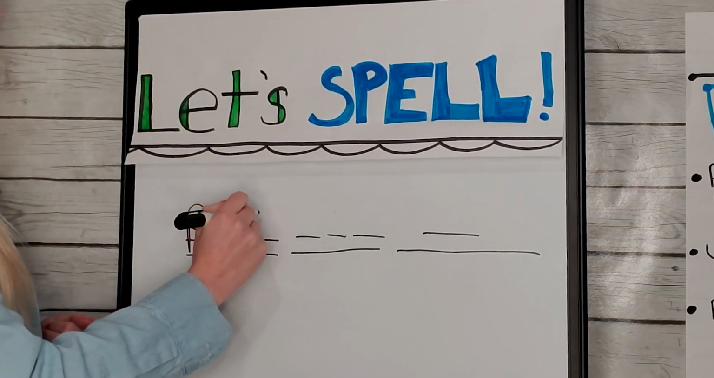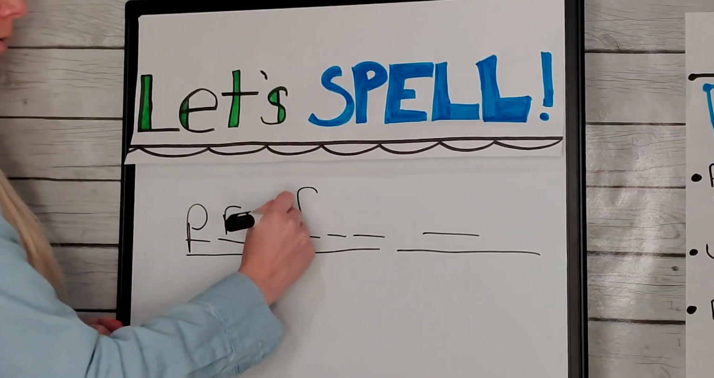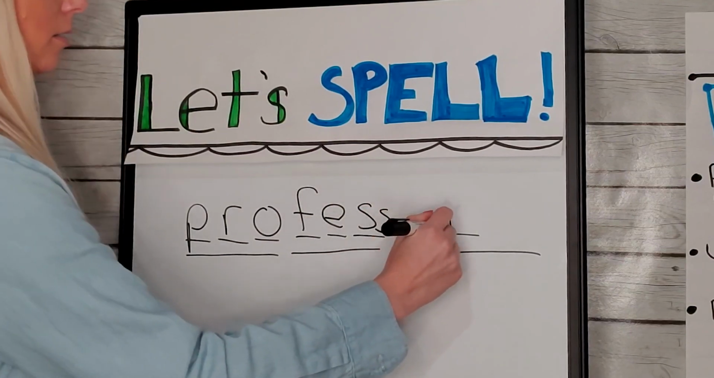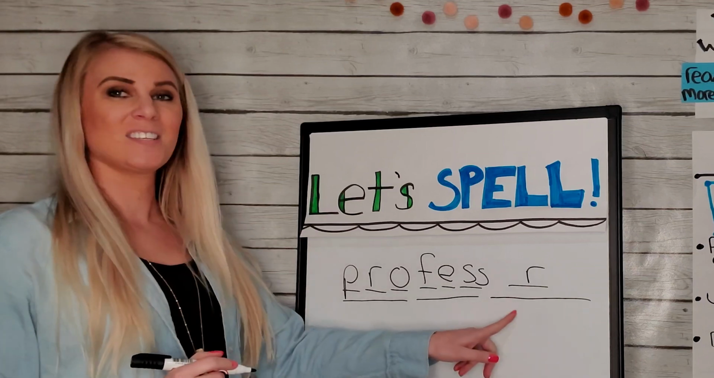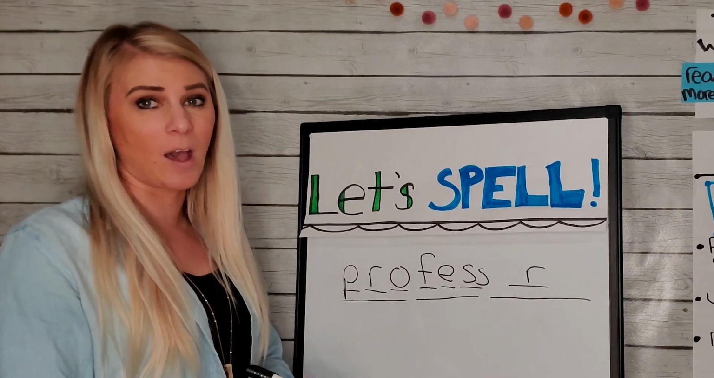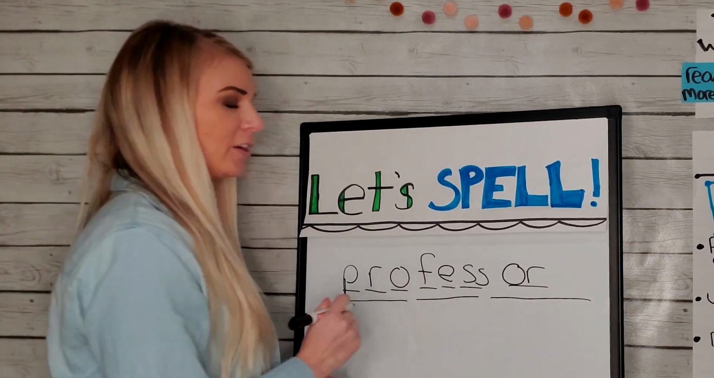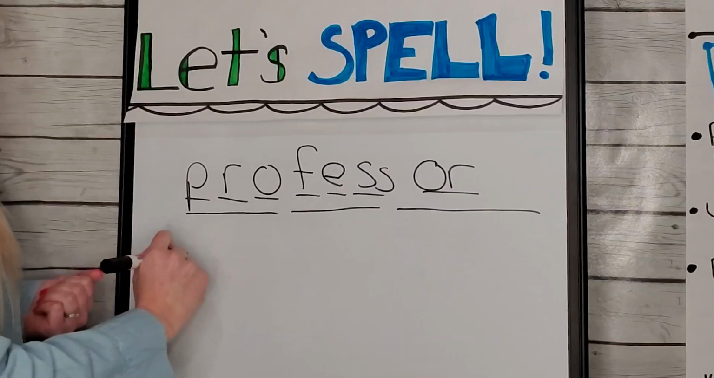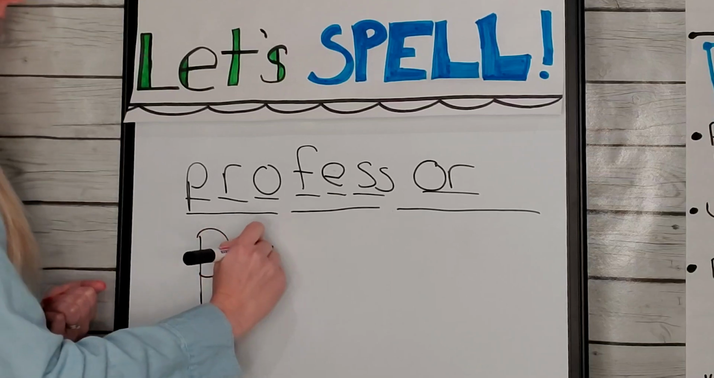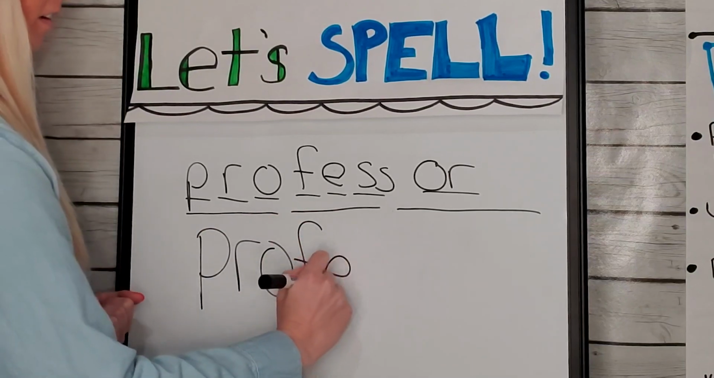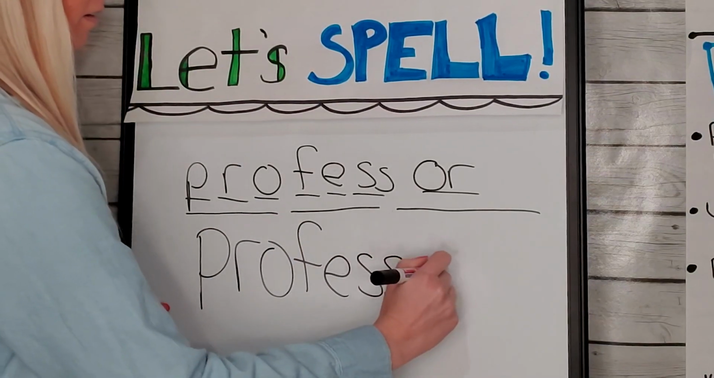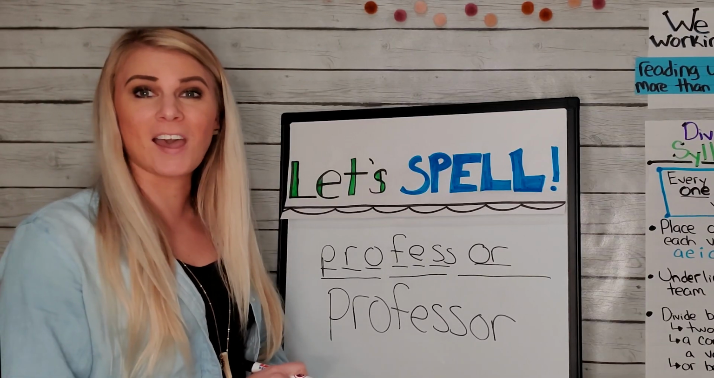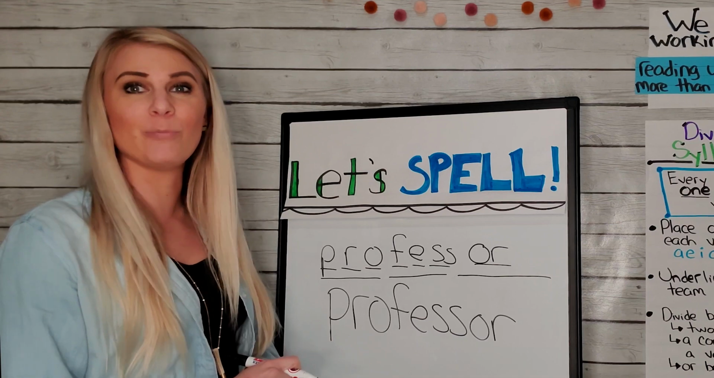P, o, f, s. Since this is a word part, it needs a vowel in it. I'm going to put an O with that R. Now, when I put all of these word parts together, I've spelled the word professor. The professor gave a lecture to his college class on different types of mammals.